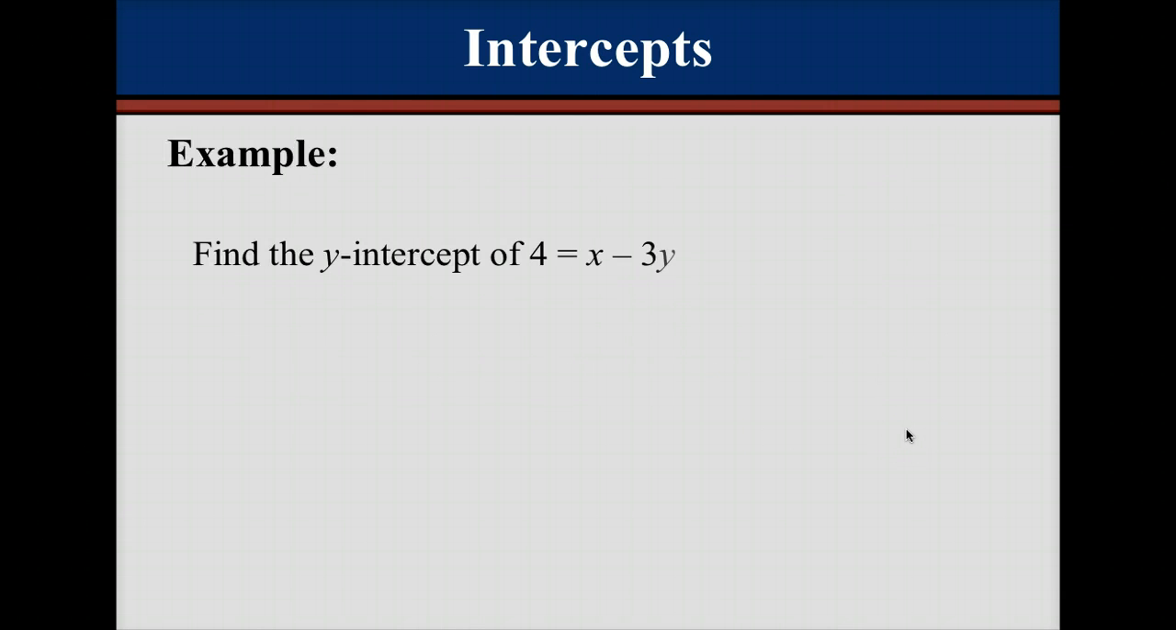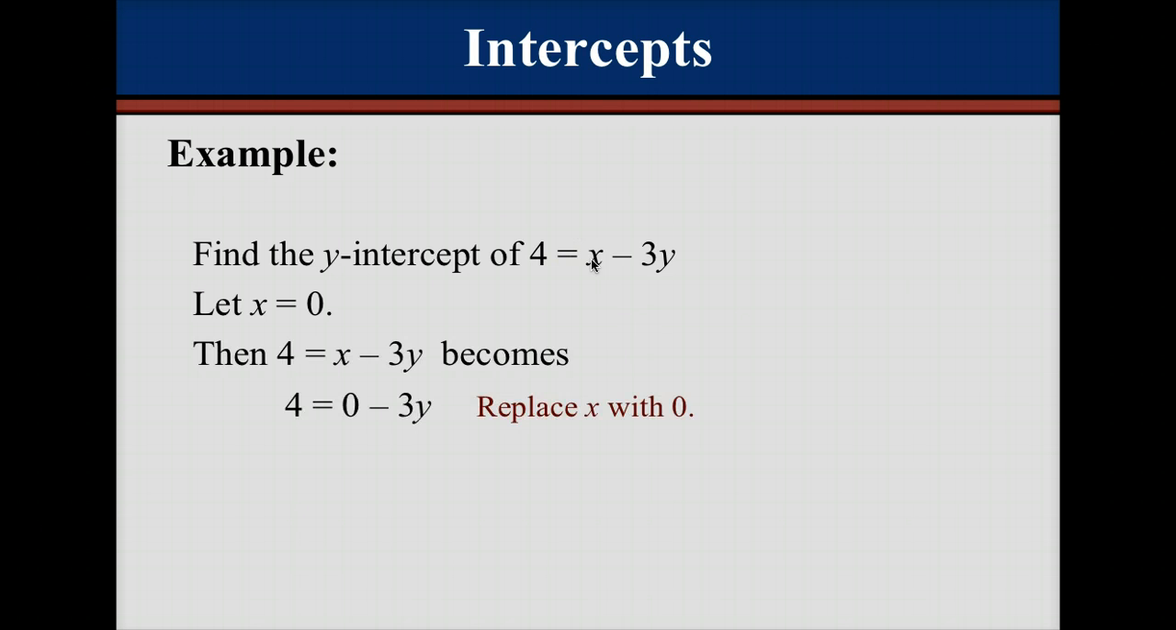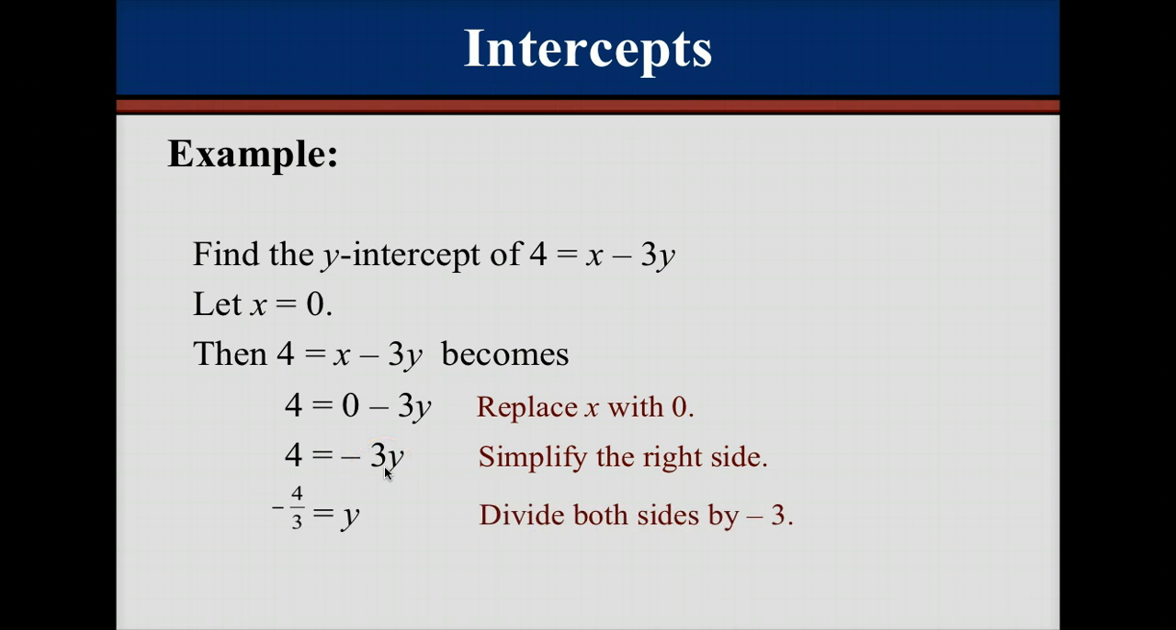So what does that look like? We're asked to find the y-intercept. We want to see what y is equal to, so let's put a 0 in for x to get rid of it. That's just going to leave 4 equals negative 3y. Now we divide both sides by negative 3. So it is going to cross the y-axis at negative 4/3. The y-intercept will be 0, negative 4/3. Notice the solution, 0, negative 4/3.